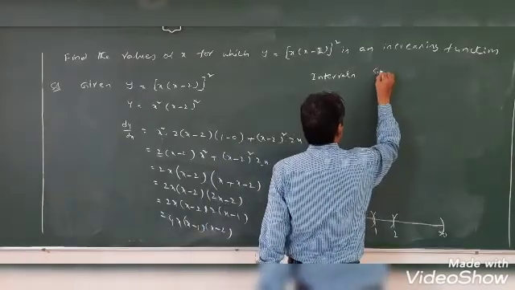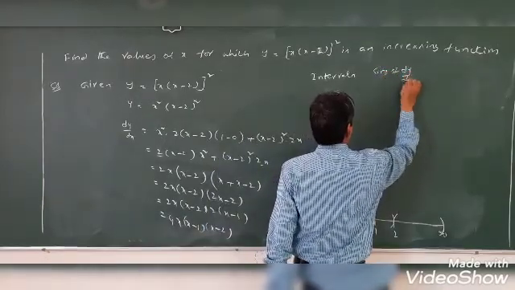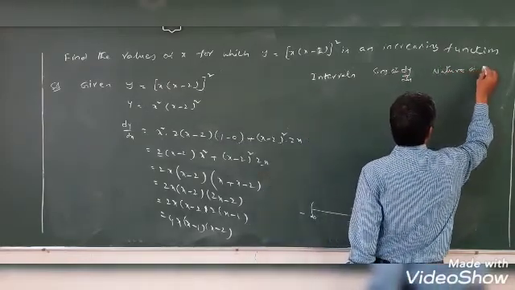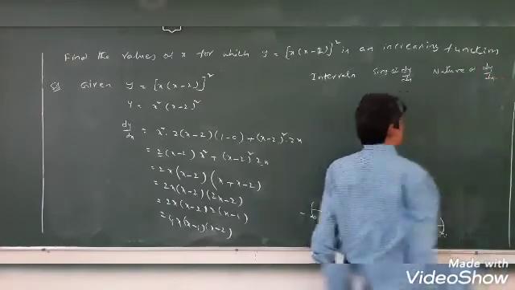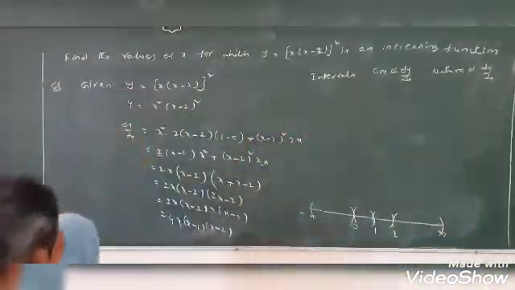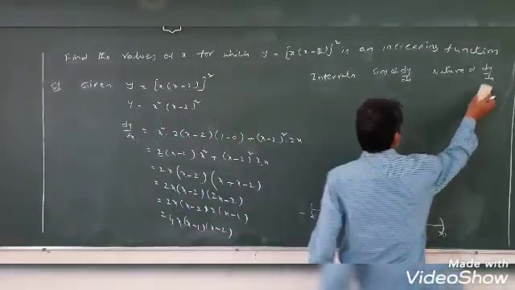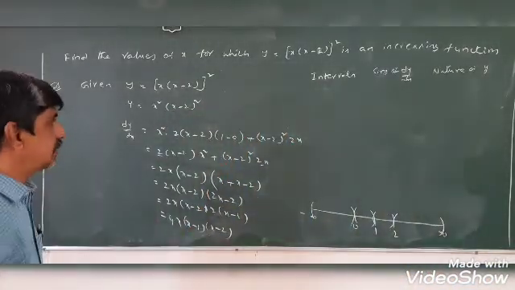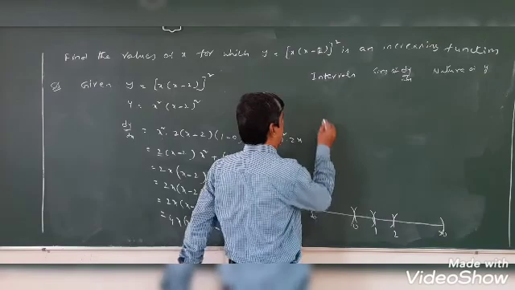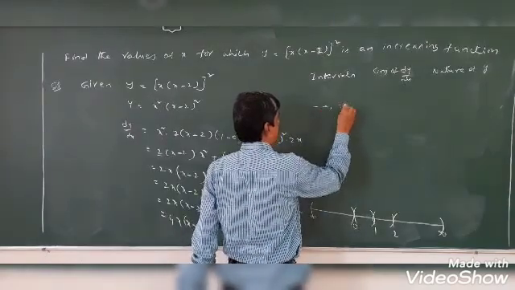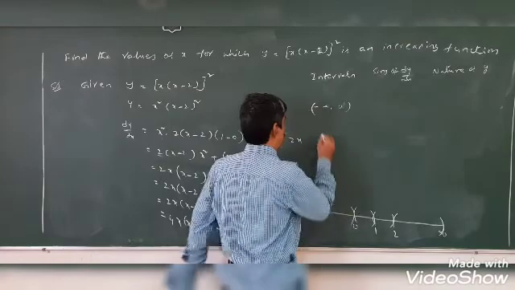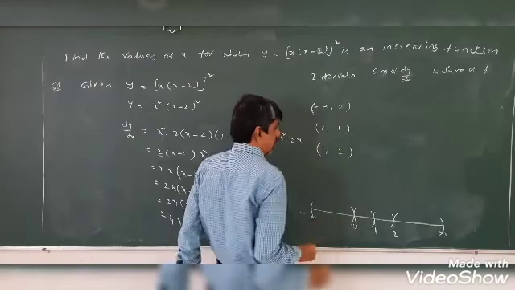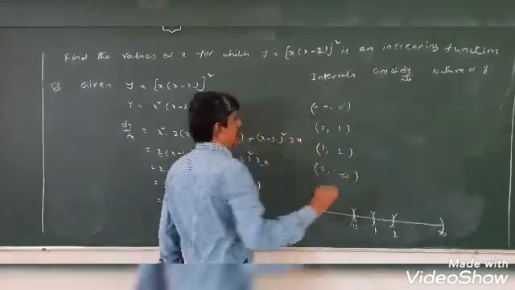The table has columns: intervals, sign of dy by dx, and nature of dy by dx, or nature of the function y. So here the intervals are minus infinity to 0, 0 to 1, 1 to 2, and 2 to infinity.